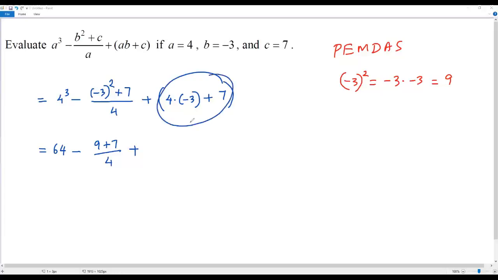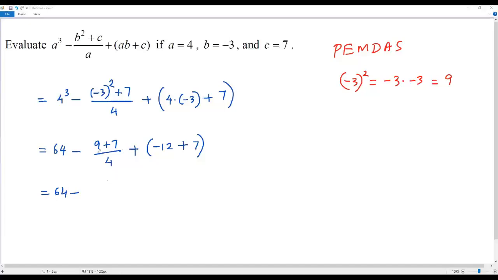And this is completely separate. And here we have parentheses. So according to PEMDAS, first we have to do the stuff inside the parentheses. But inside the parentheses, we have two operations, multiplication and addition. So here we have multiplication first and then we have addition in PEMDAS. So let's do multiplication. So when I multiply 4 times negative 3, it will become negative 12, positive 7.